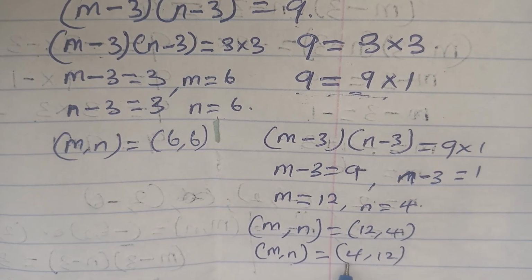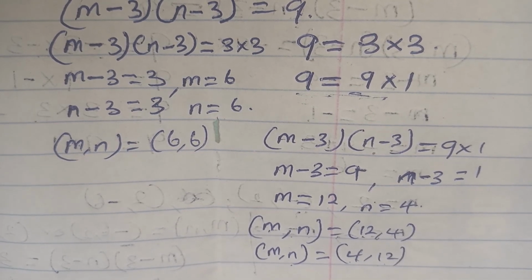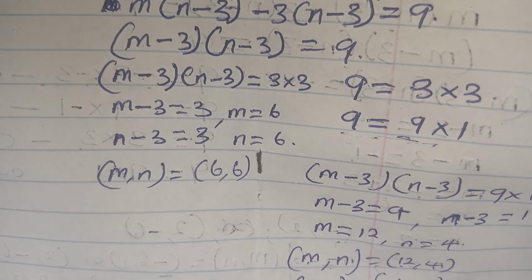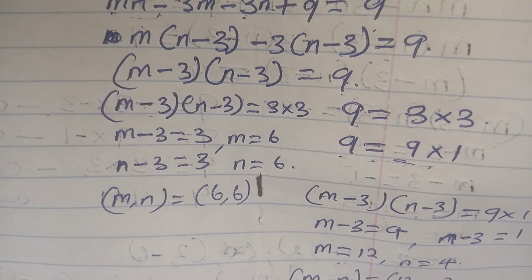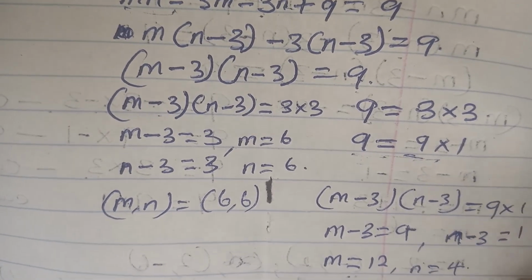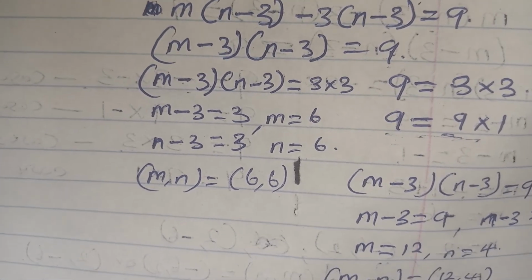So m comma n is also equal to 4 comma 12, and n comma m is also equal to 12 comma 4. So let's look for the rest of the multiples of 9. We also have negative ones, as well as positive ones, right? So let's look for the other multiples of 9. Okay, let's do that.